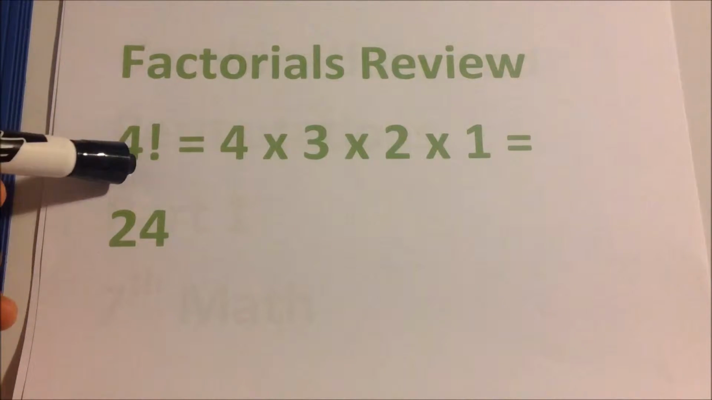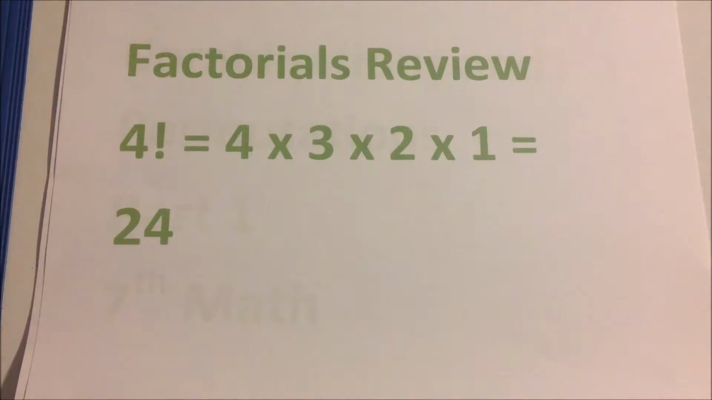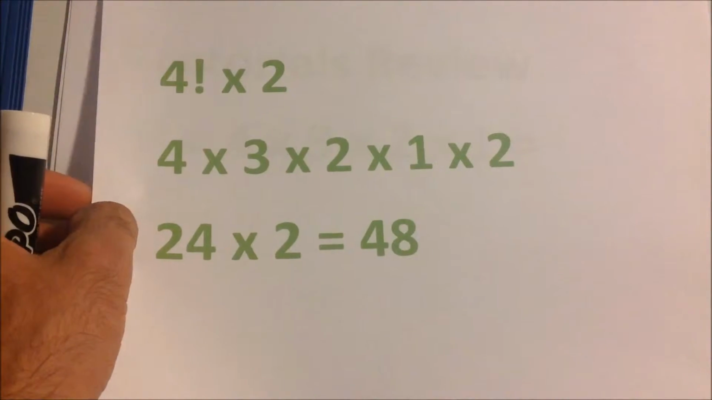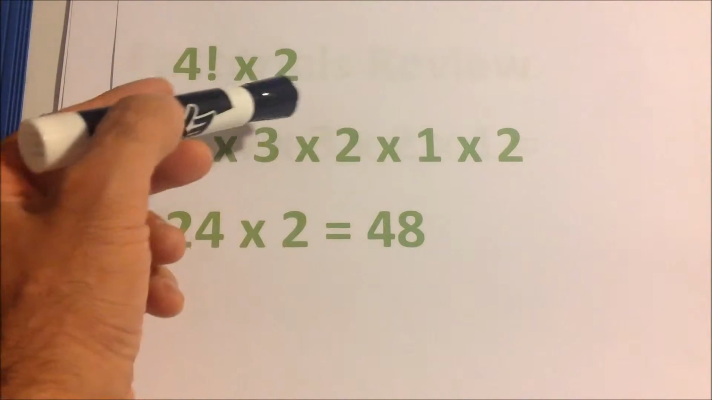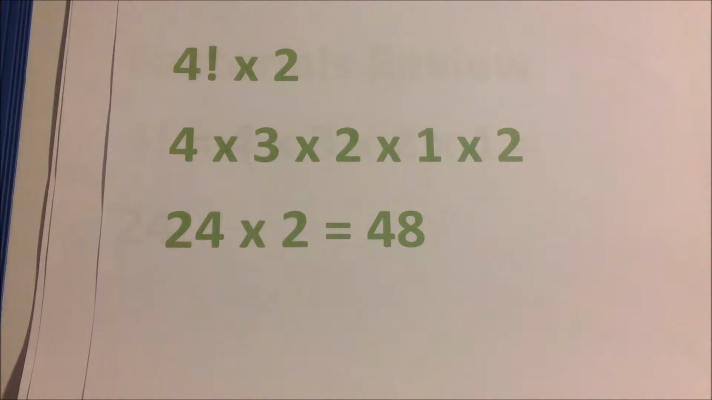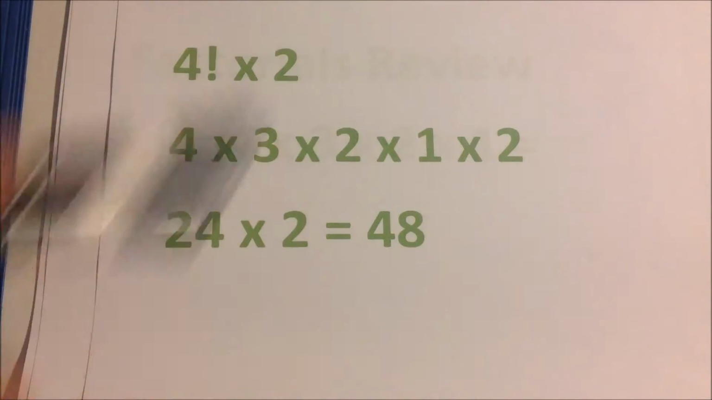So we know this is 4 factorial, and it means 4 times 3 times 2 times 1. That's 24. If we had 4 factorial times 2, you just do 4 factorial, 4 times 3 times 2 times 1, and times it by 2. And you know 4 factorial is 24, so you can just keep going. 24 times 2, and you get 48.